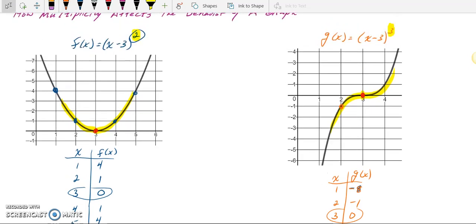So the multiplicity directly affects how the graph behaves at a 0. If it's an even multiplicity, it's going to bounce off of the 0 or just touch the 0. If it's an odd multiplicity, it's going to cross through.